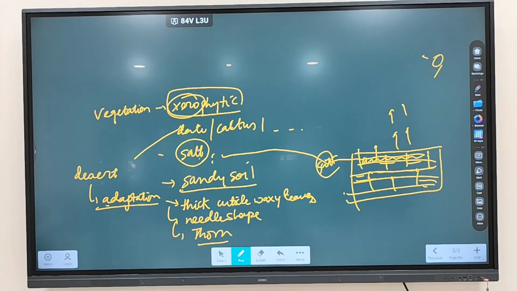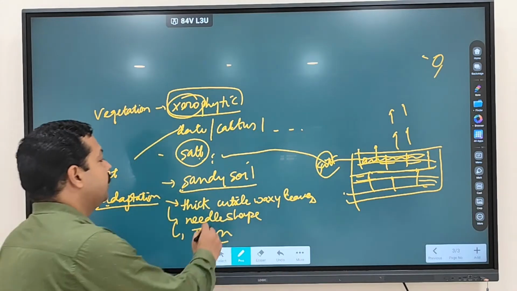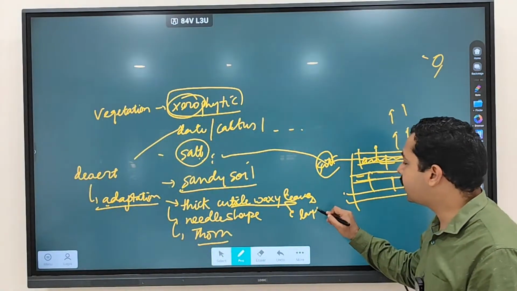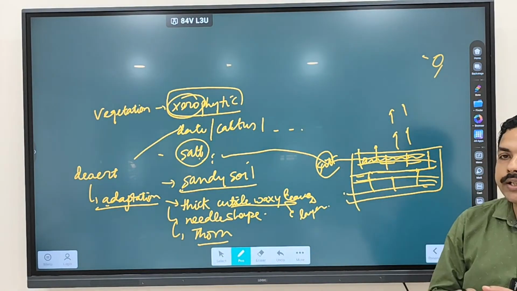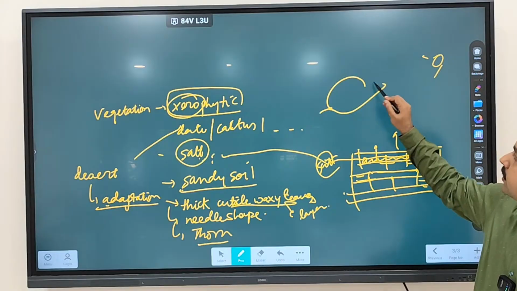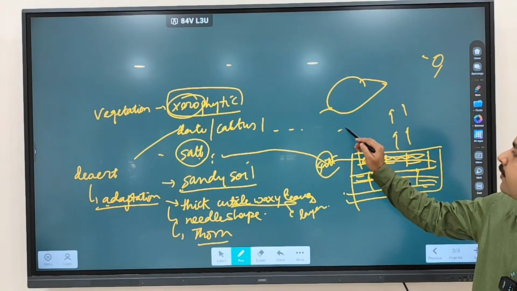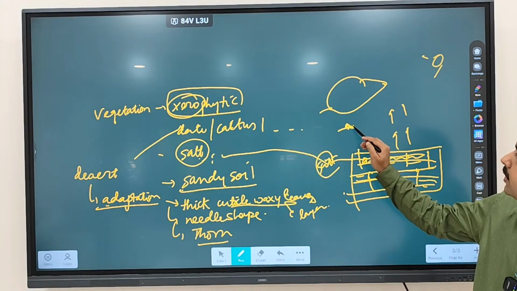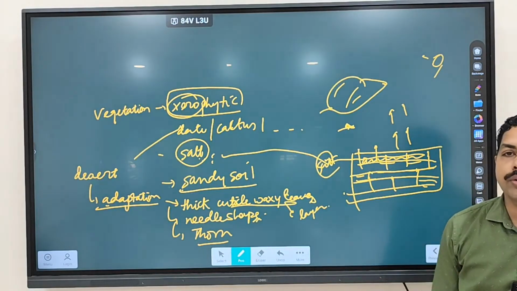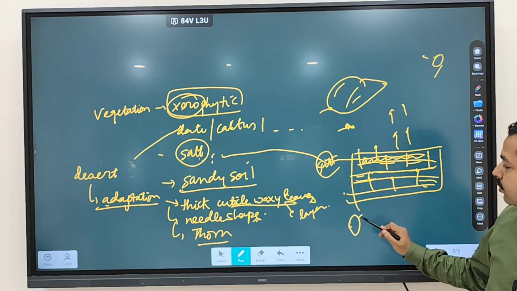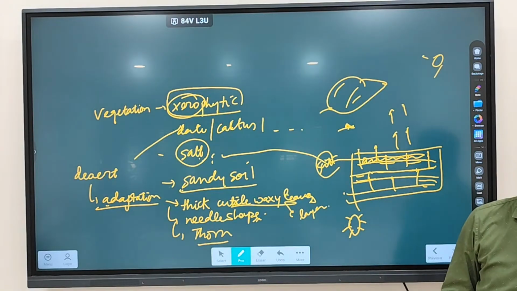So the plants are adapted to survive in a desert region. How have they adapted? They have waxy leaves. Waxy leaves means leaves are covered with a layer which minimizes transpiration. Or they have needle-shaped leaves. Generally leaves are bigger in nature, but when leaves have a very small size, needle-shaped, the area for transpiration is reduced. Or in cactus, you are seeing thorns coming out. These thorns are present.